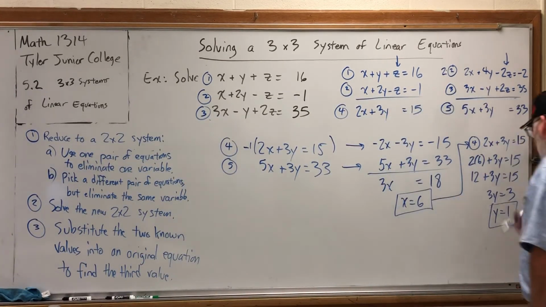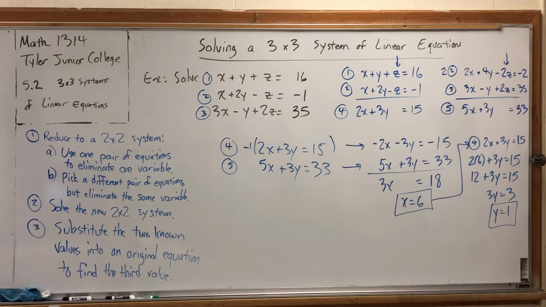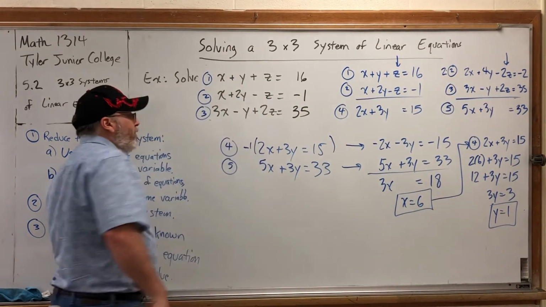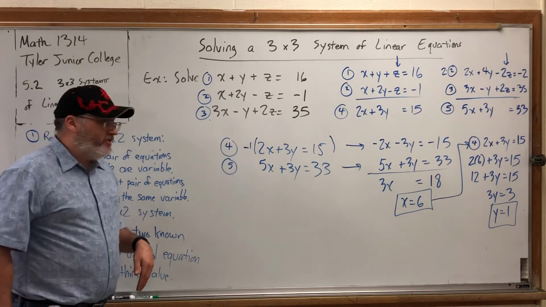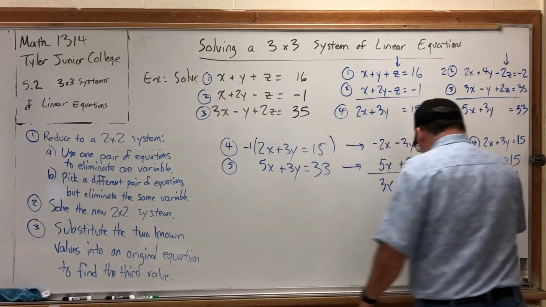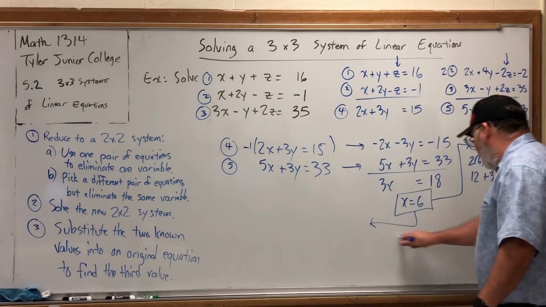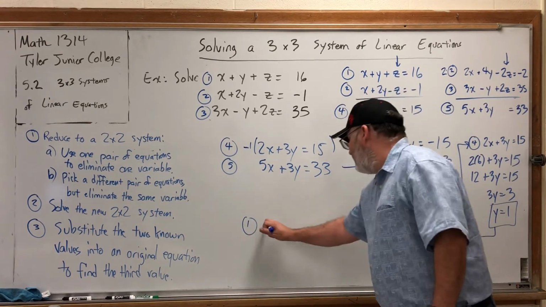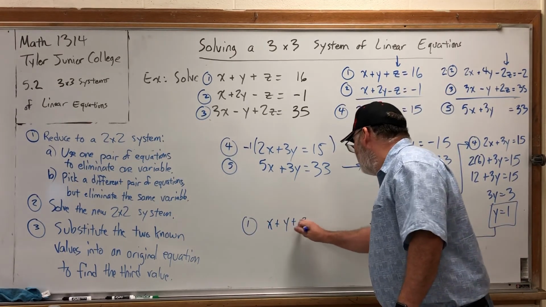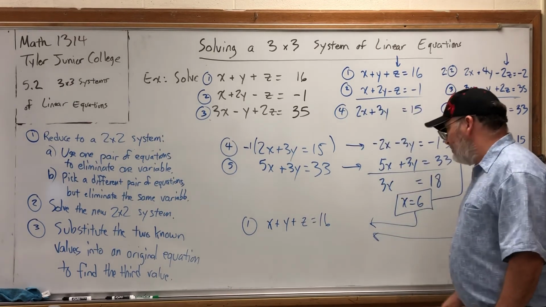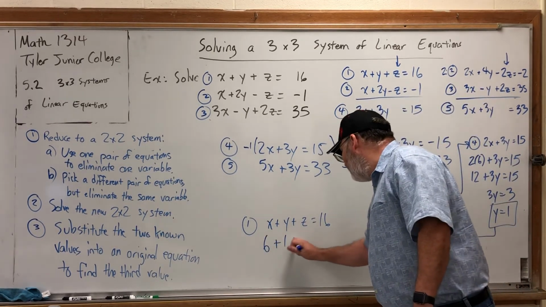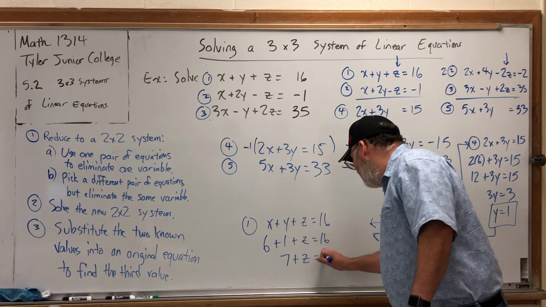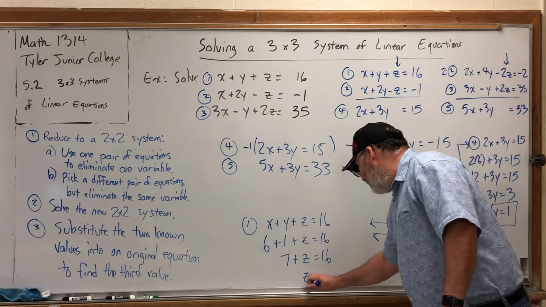I know x, I know y, I want to know z. I need an equation that has x, y, and z. And I've got 3 of them. I think I'll pick equation 1. It's the simplest. We have x, we have y. Let's put them into equation 1. Equation 1 says x plus y plus z is equal to 16. X is 6, y is 1, we don't know z. 6 plus 1 is 7. Subtract 7 from both sides, we'll get z equals 9.